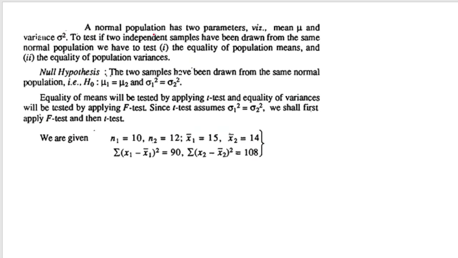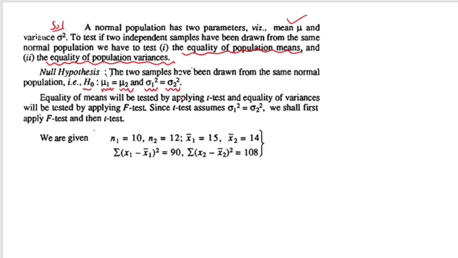So what is the process here? Let me write the solution. Just a background to understand, a normal population has two parameters, namely mean and variance. To test if two independent samples have been drawn from the same normal population, what do we have to test? We have to test the equality of population mean, and the equality of population variance. So the null hypothesis is that two samples have been drawn from the same normal population, meaning we have to test that their population means mu1 and mu2 are equal, and their population variances, sigma 1 square, is equal to sigma 2 square.